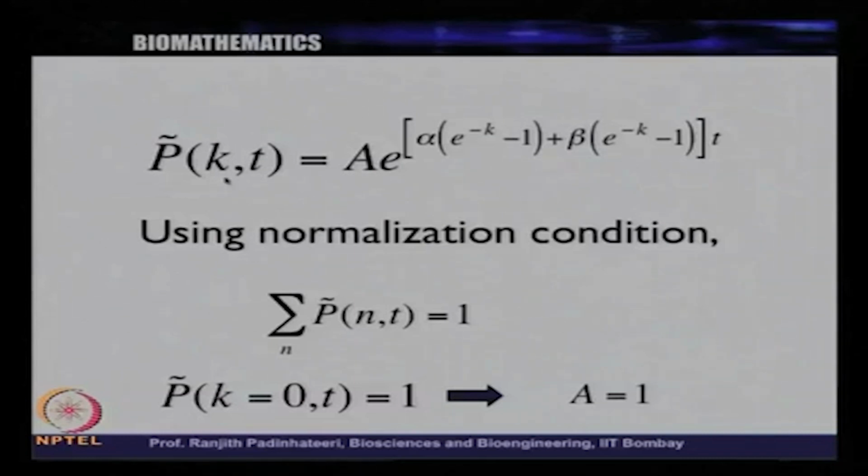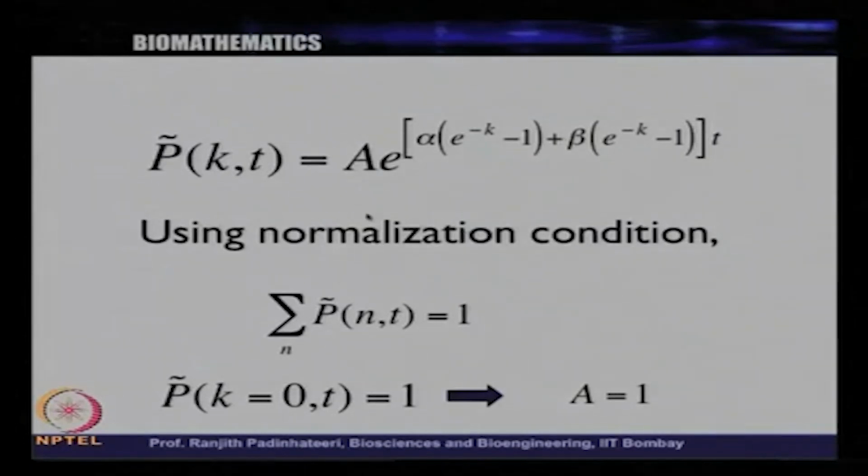Now, if you really want to get p of n, t, we have to do an inverse transformation of this. We can do that in principle. If it is an easy function, you can easily do it. If it is a difficult function, one can do it numerically. Either way, one can get an easy solution for this equation in the k form, and you can always transform back to the n form. So that is one idea of doing this transformation.